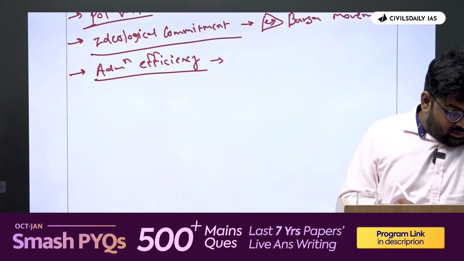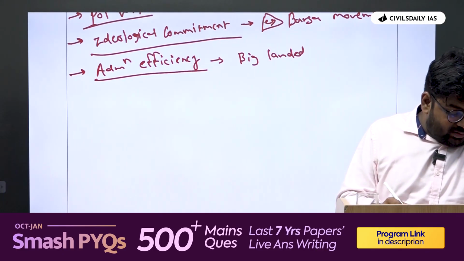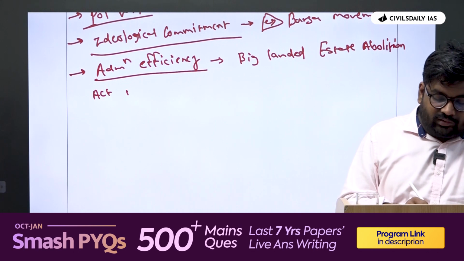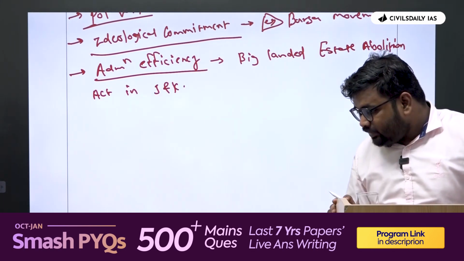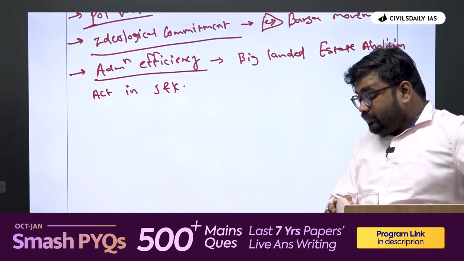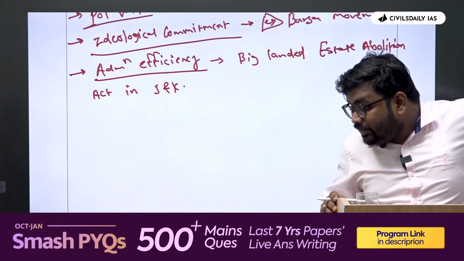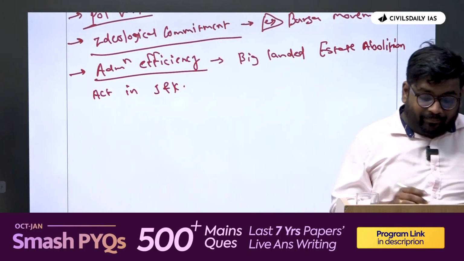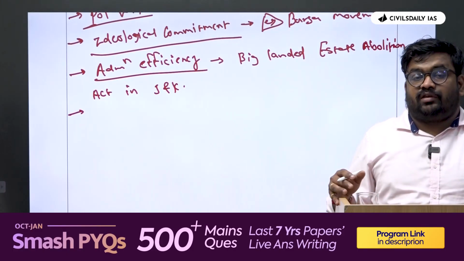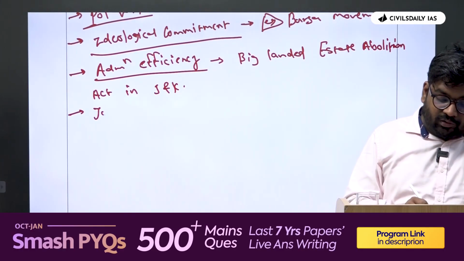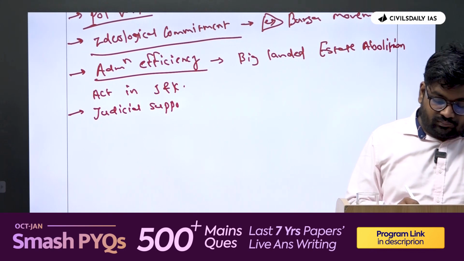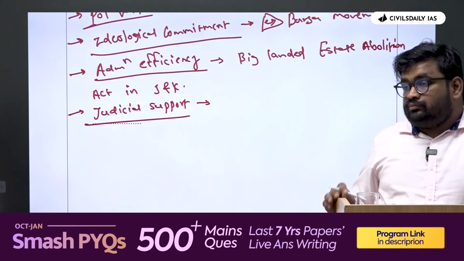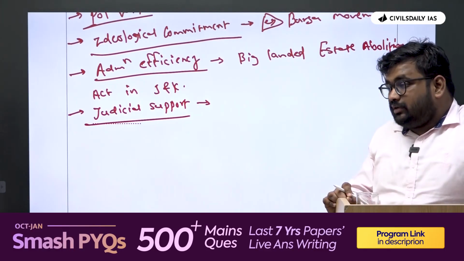Implementation of the Big Landed Estate Abolition Act in Jammu and Kashmir. Zamindar, peasant, government, NGOs, landless labor. See, the stakeholders with respect to the institution, I am asking. So those will be the organizations. Okay, then next, what is the next institution? Judiciary. So judicial support. Yes, what is the example? So judiciary supporting the Bargadars in West Bengal.